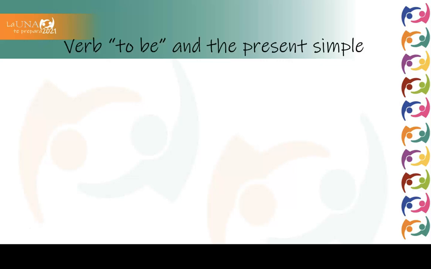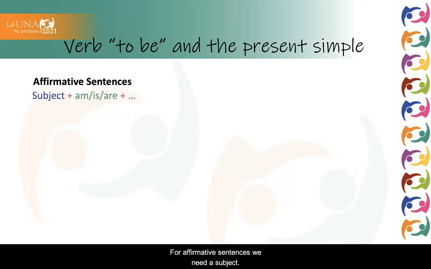We also need to talk about verb to be and the present simple. The verb to be has its own forms. For affirmative sentences, we need a subject plus the forms am, is, are. I am a student. You are a student.